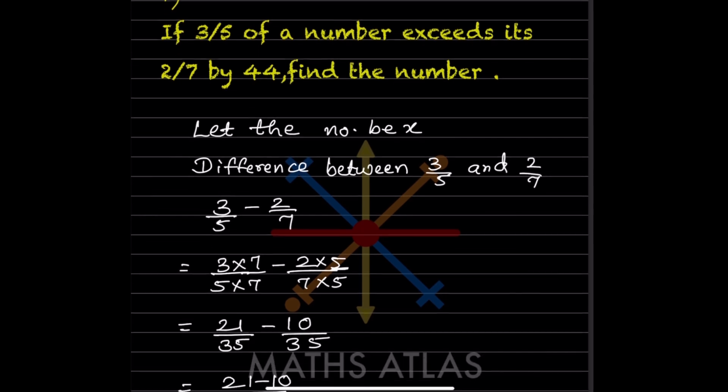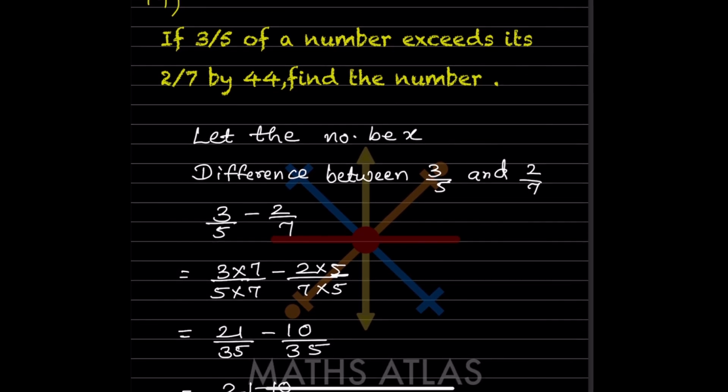So now here, if 3 by 5 of a number exceeds its 2 by 7 by 44, then you have to find the number. So the number, let the number be x. So now here, what are you going to do? You are going to take the difference between 3 by 5 and 2 by 7. Because whenever they say exceeds, you have to take the difference. So 3 by 5 minus 2 by 7.